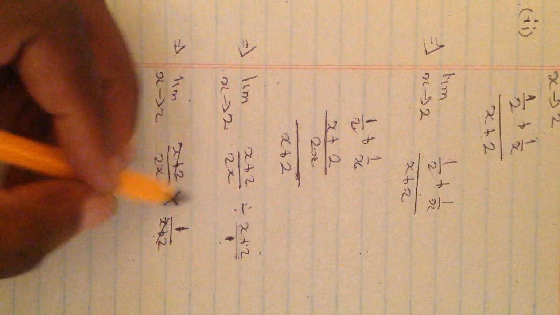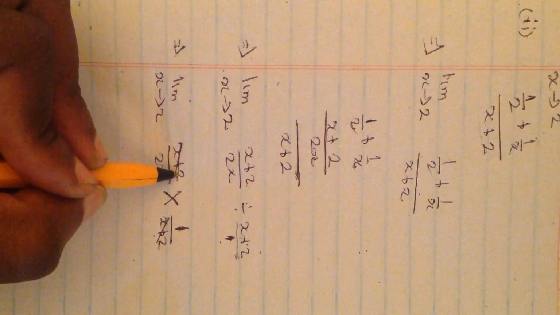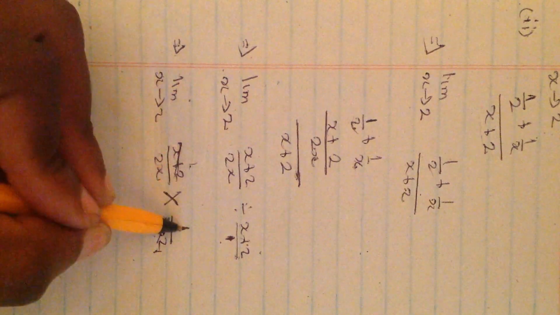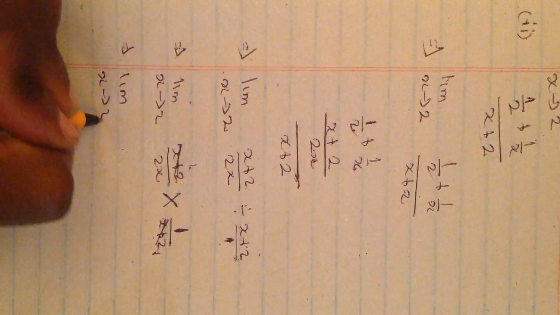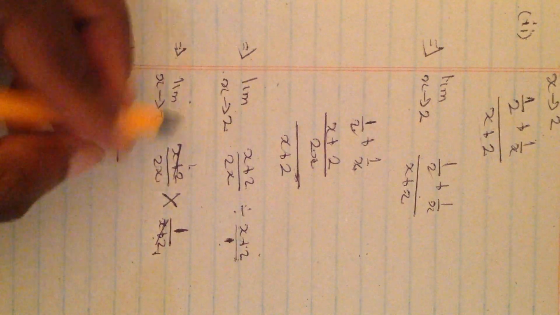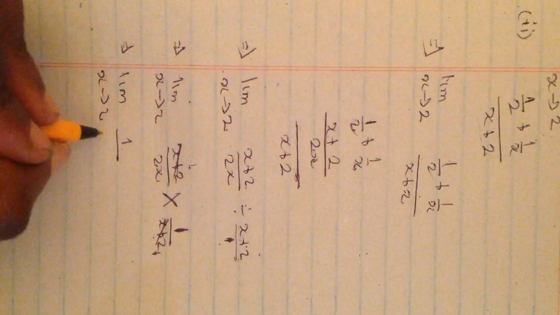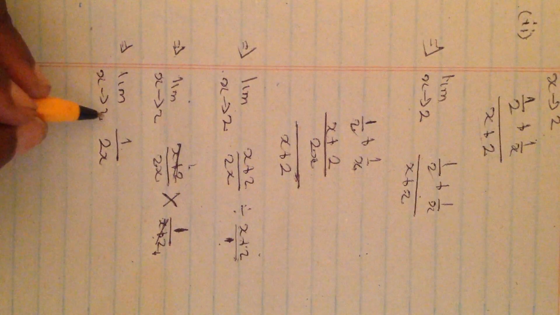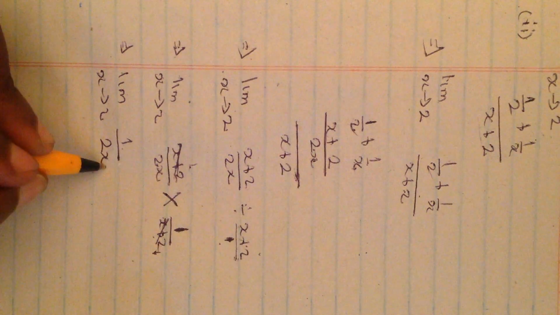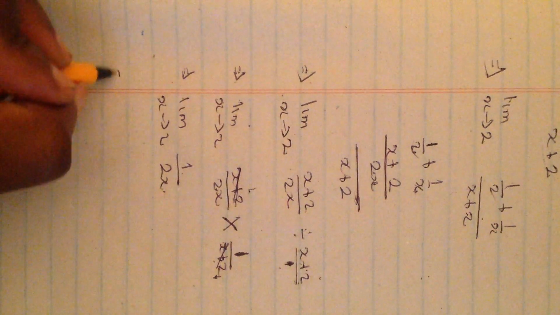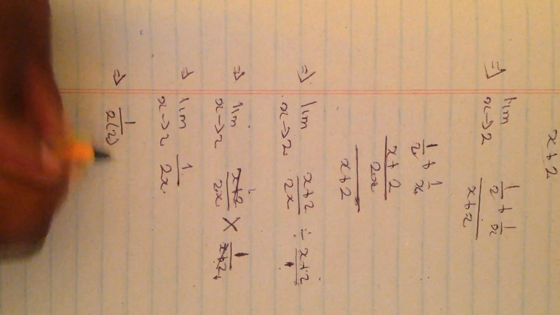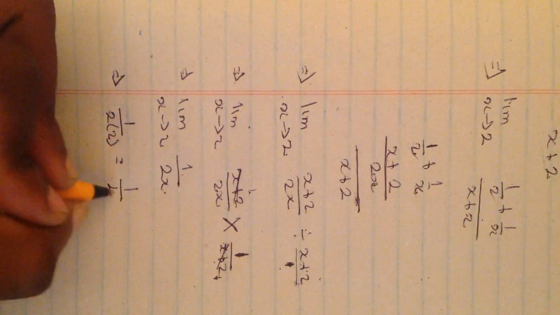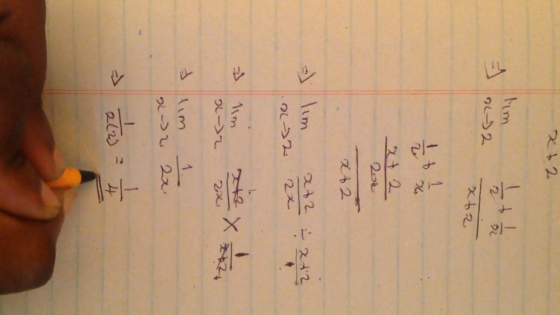So you can cancel this and this goes. You remain with x plus 2 here, 1. 1 times 1, that's 1. So you're going to have your limit as x approaches 2. So 1 times 1, that's 1 over 2x times 1, that's 2x. But it says the limit as x what? Approaches 2. So where there is x, you substitute with what? With 2. So the final answer is supposed to come out as 1 over 2 open bracket 2, which is equal to 1 over 4. So this one becomes your final answer.